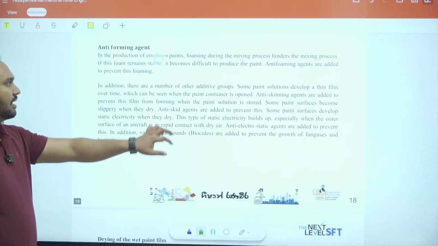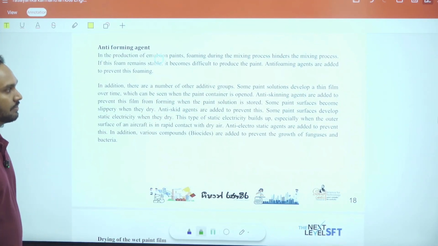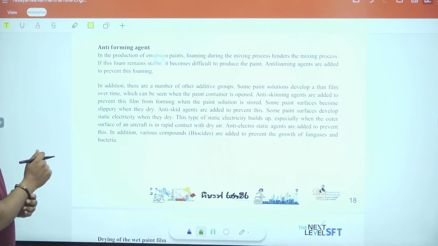In addition, there are a number of other additive groups. Some paint solutions develop a thin film over time.